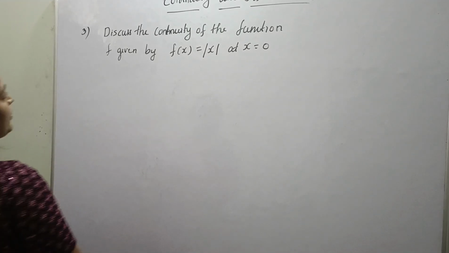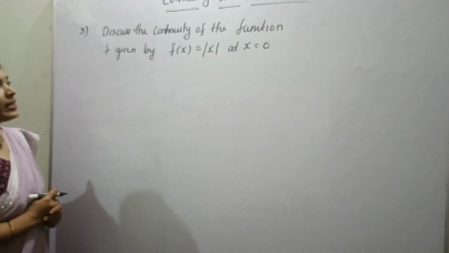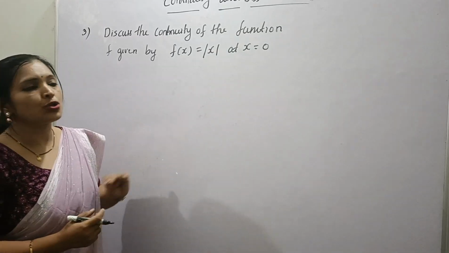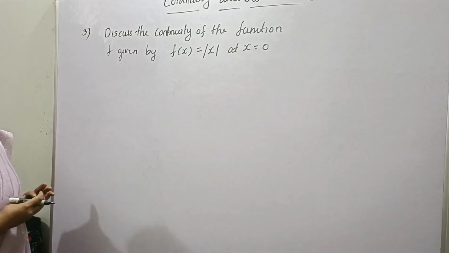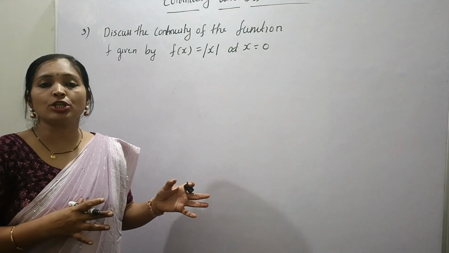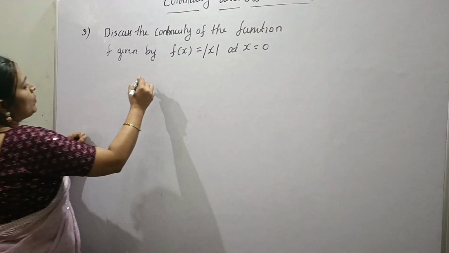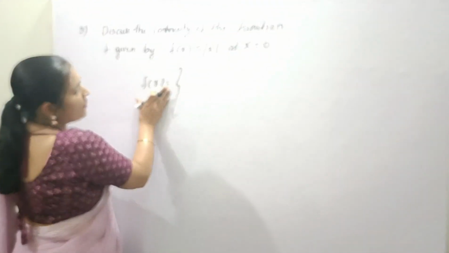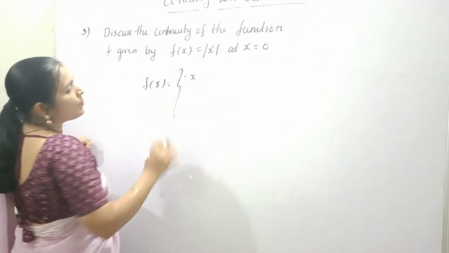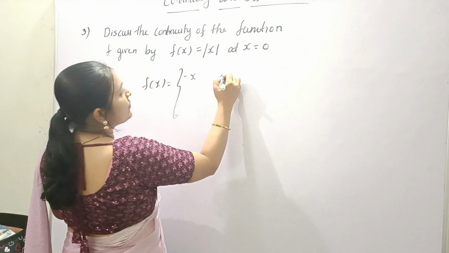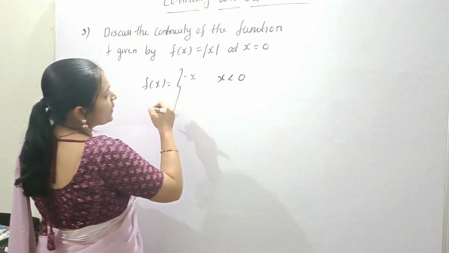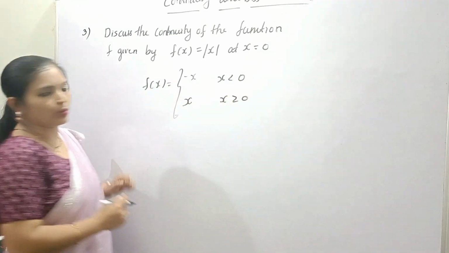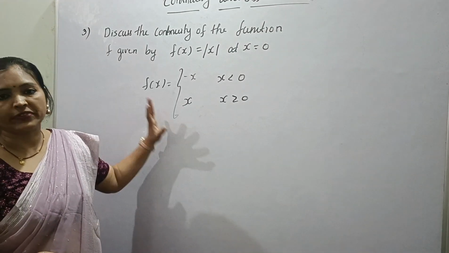Discuss the continuity of the function f given by f of x is equal to modulus of x at x is equal to 0. It's also a very important question. So first of all, let's write the definition of the modulus function. Modulus x is equal to minus x when x is less than 0, and f of x is equal to x when x is greater than or equal to 0. It is the definition of the modulus function.